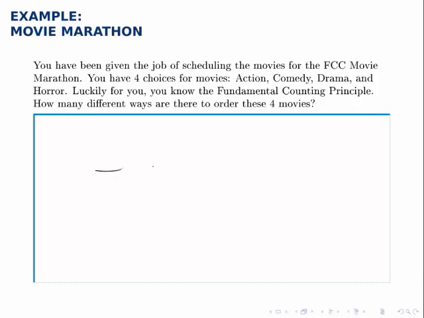So we have 4 choices to make: which movie goes first, which movie goes second, which one goes third, and which one goes fourth. So we start with the first one. How many movies do we have to pick from to be the first choice? Well, there are 4 movies, so we can put any one of those 4 in the first slot. However, once we've done that, the first slot is taken. Now, for the second slot, there are only 3 movies left to choose from, because we've already used up 1 on the first slot. So there are 3 ways to pick the second movie.